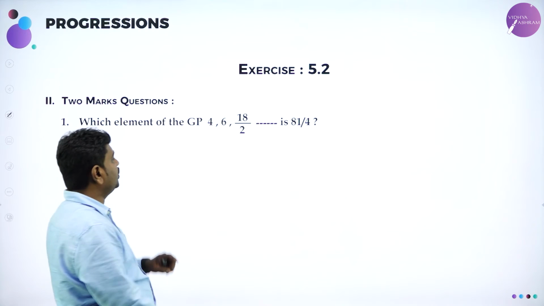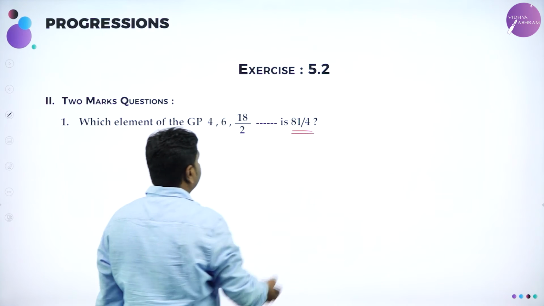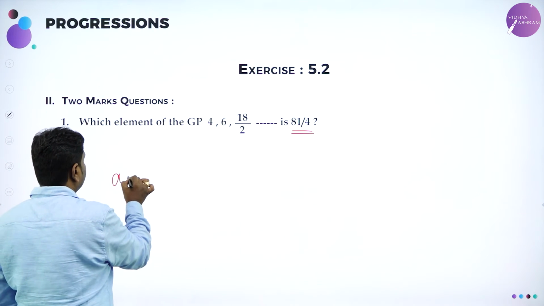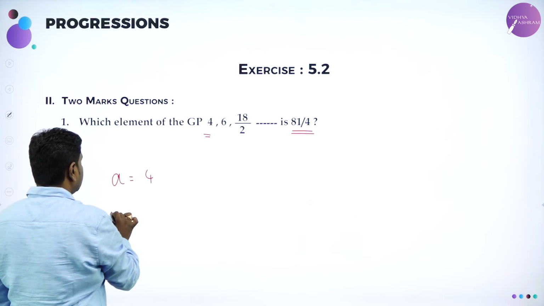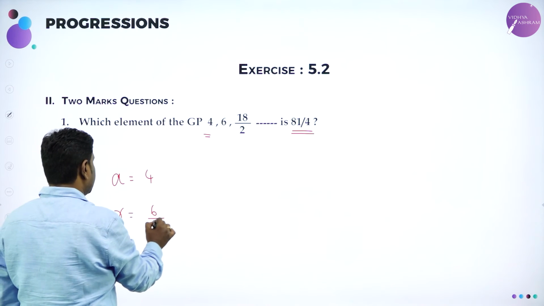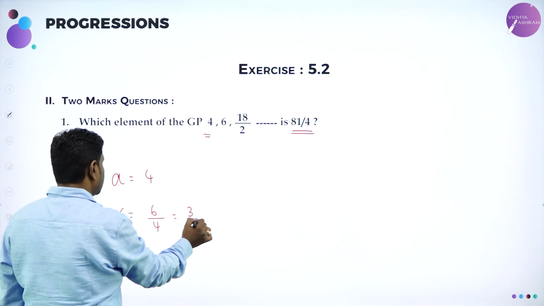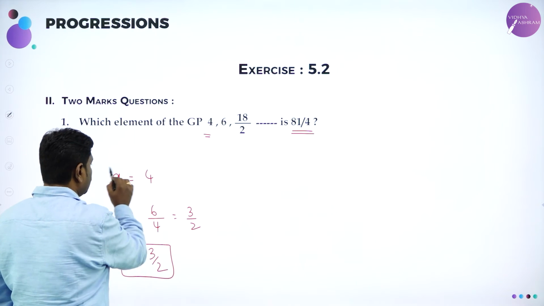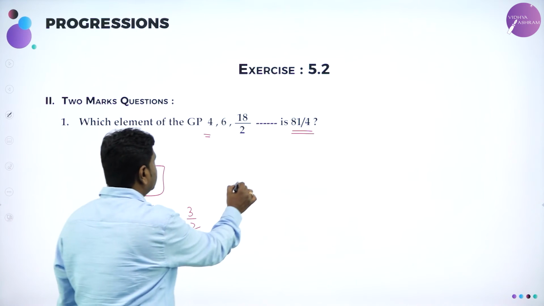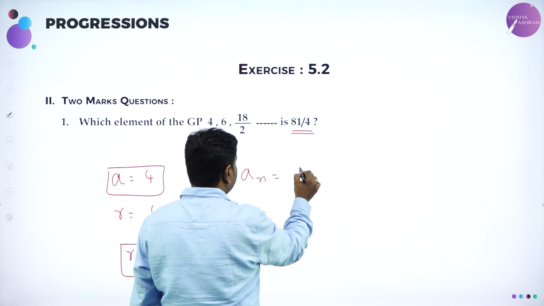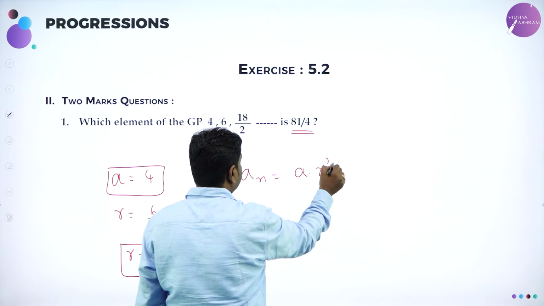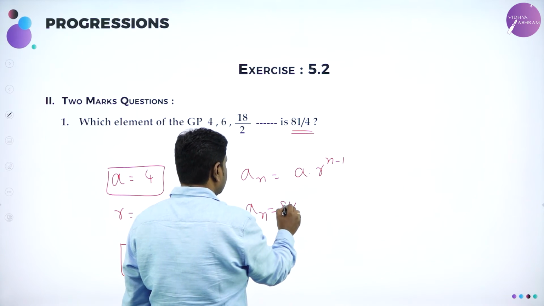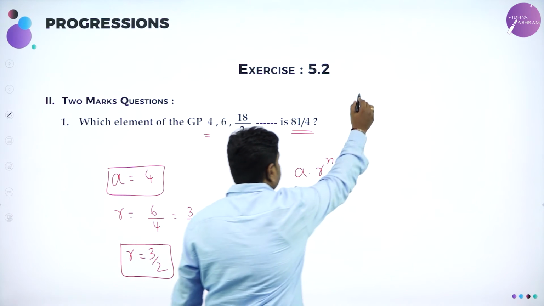Then, which element of GP is 81 by 4? Now they give the first term A, which is 4. Common ratio you know how to find: 6 divided by 4, it becomes 3 by 2. Common ratio is 3 by 2. What is the nth term formula? An is A into R power n minus 1. Here they gave An is 81 by 4. So substitute in the formula.